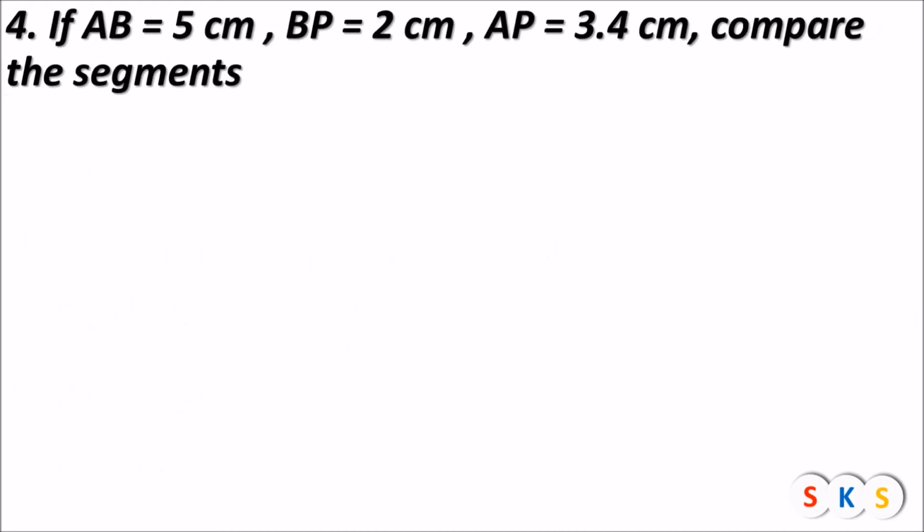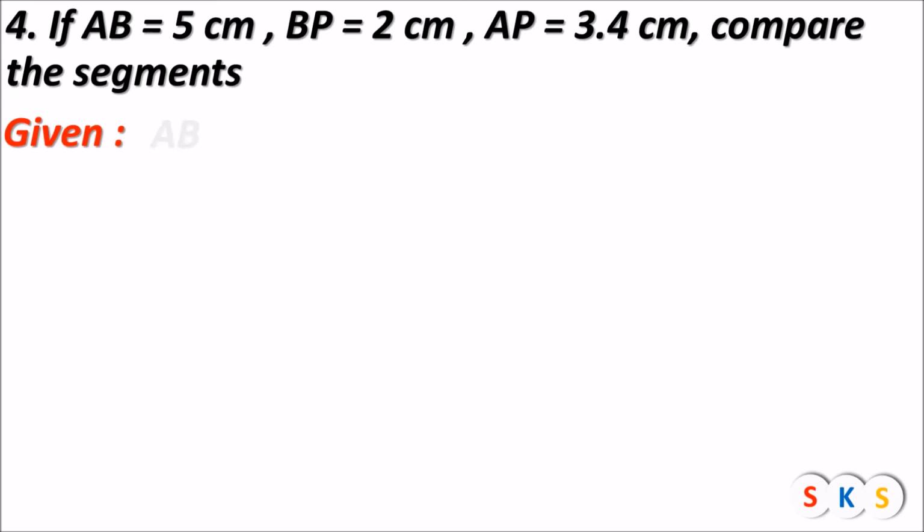Here we have the next question. If AB equals 5 centimeter, BP equals 2 centimeter, AP equals 3.4 centimeter, compare the segments. Compare the segments means finding the relation between those given segments. They may be equal or they may not be equal. If they are not equal, then what kind of relation do they have? It means you have to arrange those segments in ascending or descending order using their lengths.